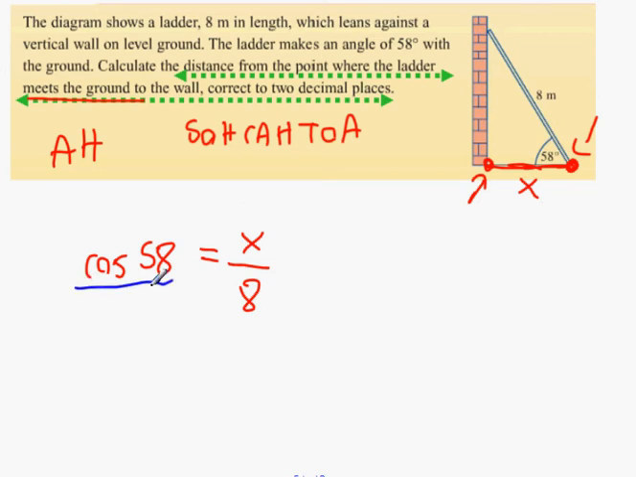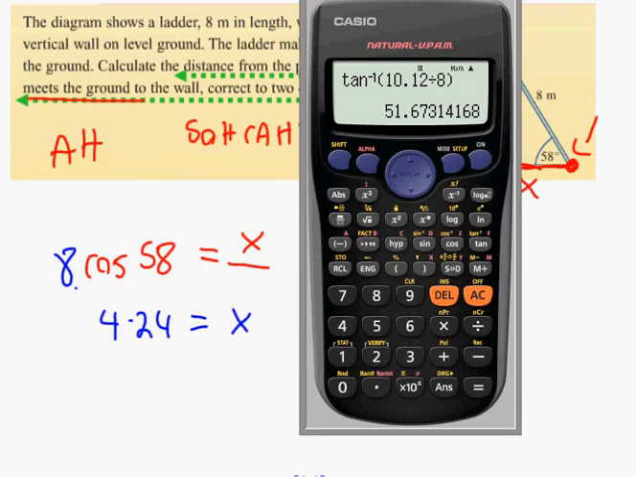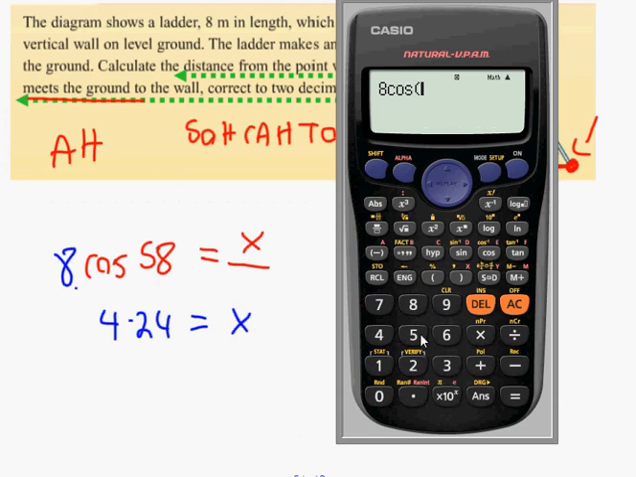Then what's the answer? If they both had an 8, the 8s would cancel, wouldn't they? So what's 8 cos 58? 8 cos 58, anybody? 4.24. Guys, make sure you round up properly. Some of you kept that as 4.23. You lost out on a mark or two.